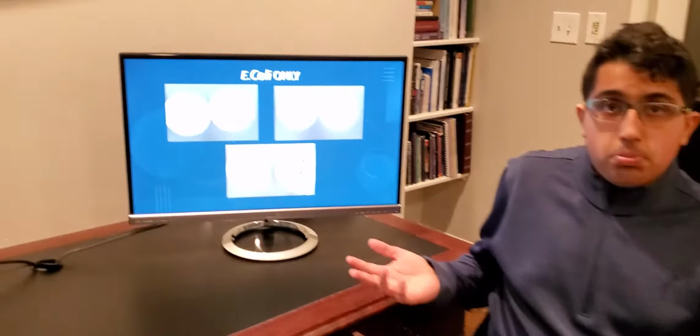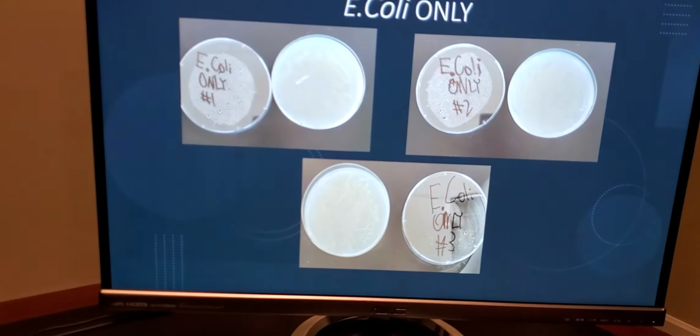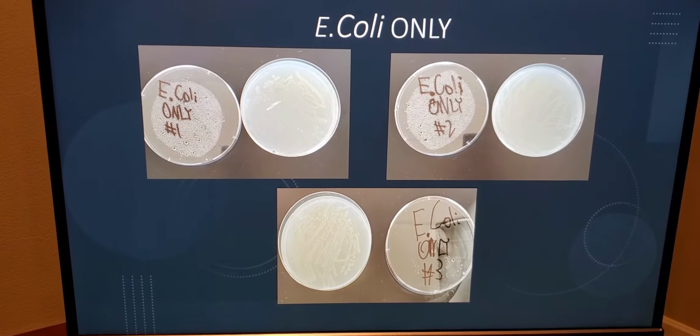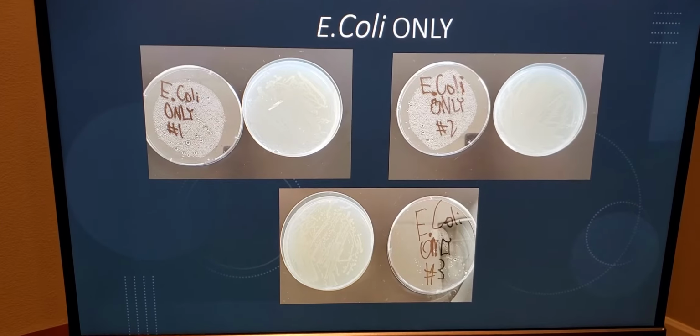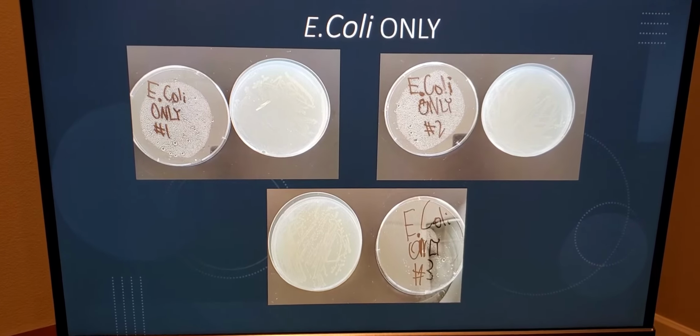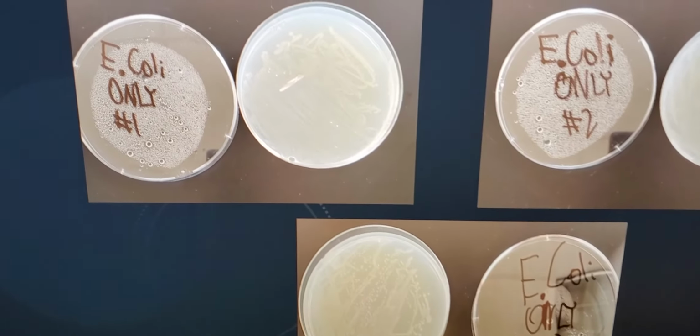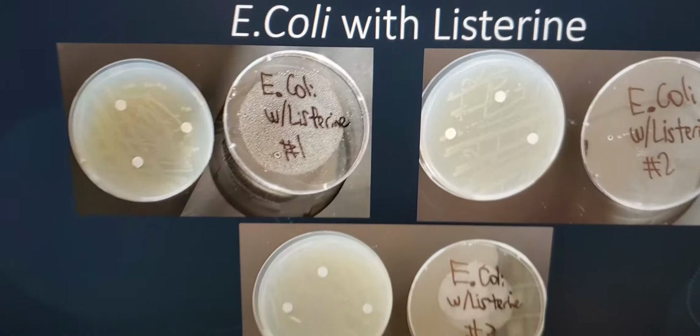So this slide displays the E. coli only petri dishes. As you can see by the green lines in the petri dishes, E. coli grew in these places. As you can see, there are no filter paper hole punch circles because it did not need it.